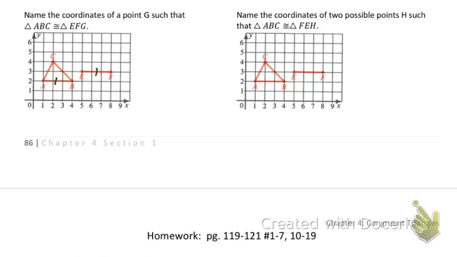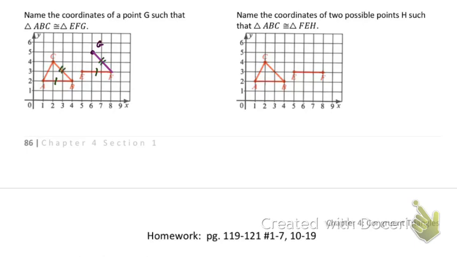Now I need a G value. I need a G value that's going to be the same thing as, so BC has to equal FG. Well, BC is up 2 over 2, so let's just go up 2 over 2 and make our G value. And let's connect that. Well, that's because BC is up 2 over 2.